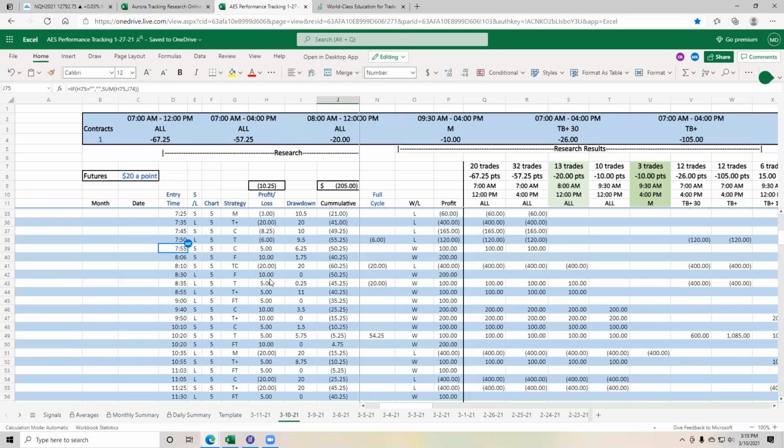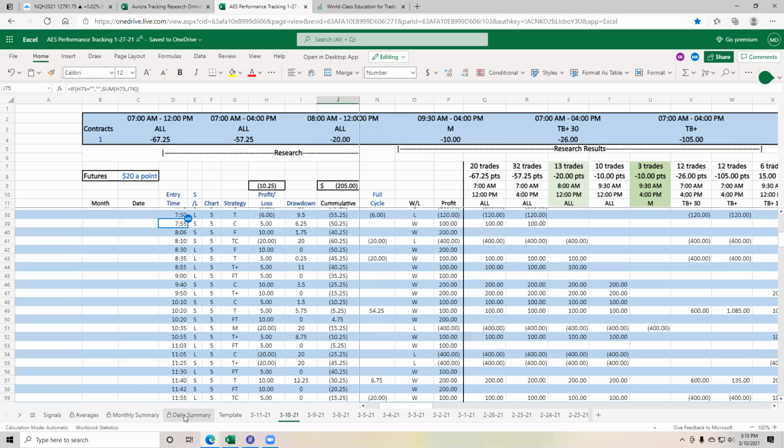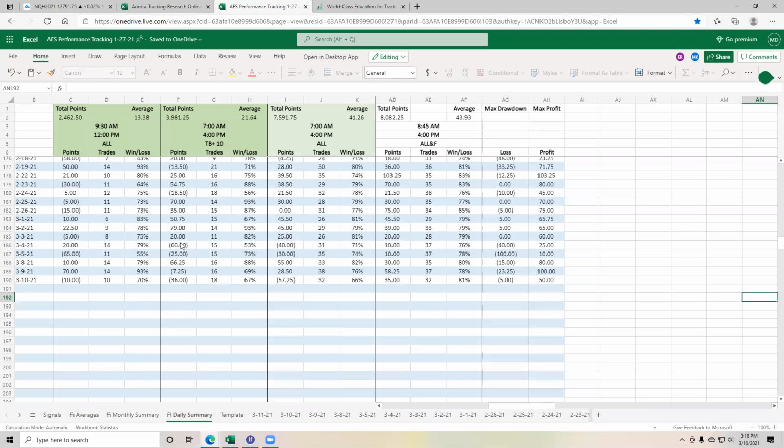Each 1 point on the NASDAQ 100 is worth $20. So a 10-point profit is a $200 profit per contract. We keep track of the drawdowns. We keep track of all the detail. And by having all that detail, we're then able to evaluate our daily profit or loss summary. And we have a purpose for doing this. There's a tool that we use called the Personal Trading Plan.